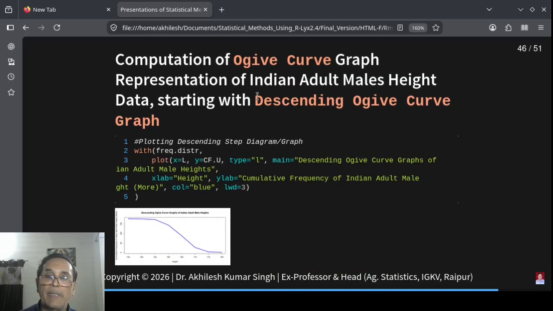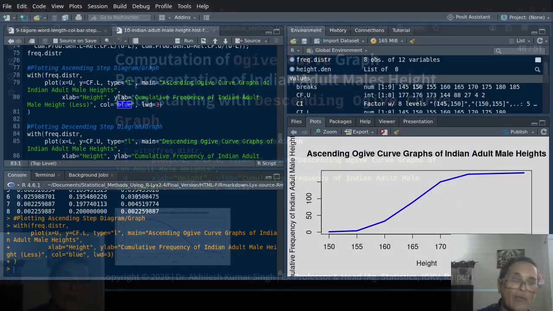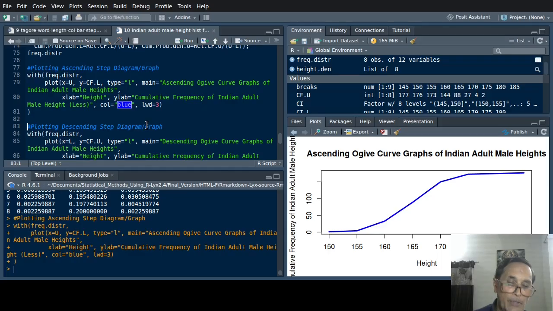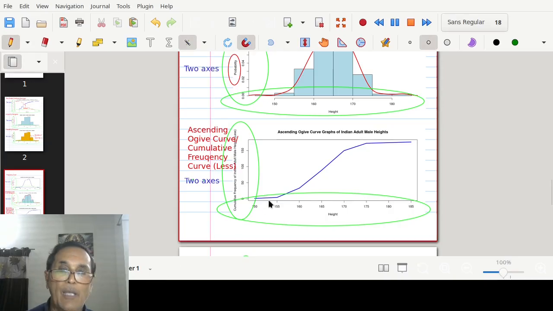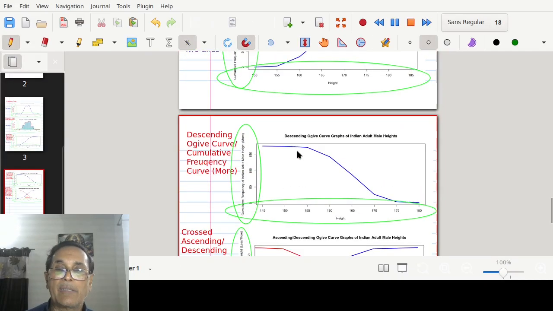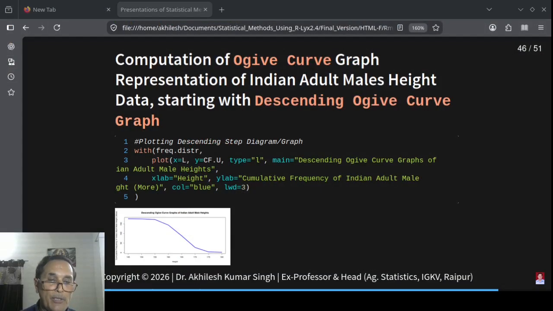Ogive curve for the more than type and descending type. Here we reverse the roles. This becomes L, that is lower limit. I have discussed that this is the opposite relationship, and this is the cumulative frequency of more than type. The rest of the things are the same, and you can go to RStudio where we see this is a descending type, and in the demonstration also, and we see that this is the ascending and descending both. Okay, now coming back to our presentation.